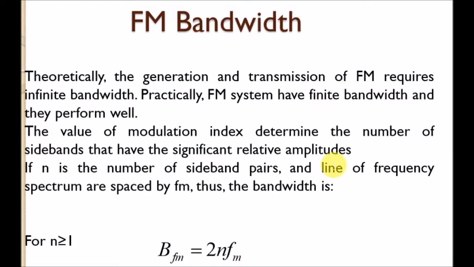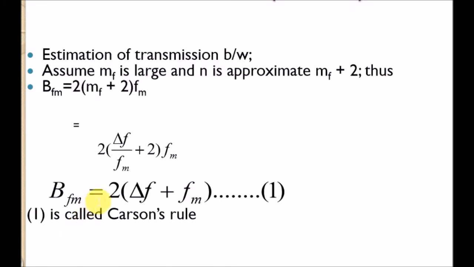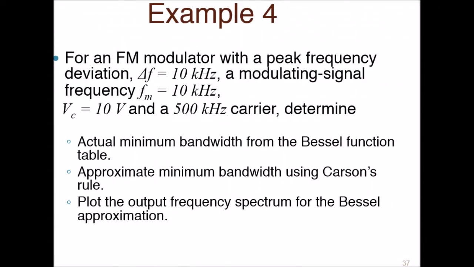Continuation from the Bessel function is the FM bandwidth. Theoretically, the generation and transmission of FM requires infinite bandwidth. Practically, FM systems have finite bandwidth and they perform well. So in FM bandwidth, there are two kinds of bandwidth. The first one is bandwidth for FM equals 2 times the number of sideband pairs times the modulating frequency. The second one is Carson's rule, that is also a kind of bandwidth, and the formula is 2 times deviation frequency plus modulating frequency.